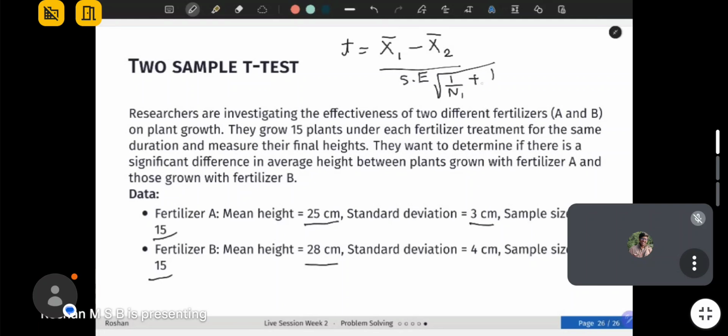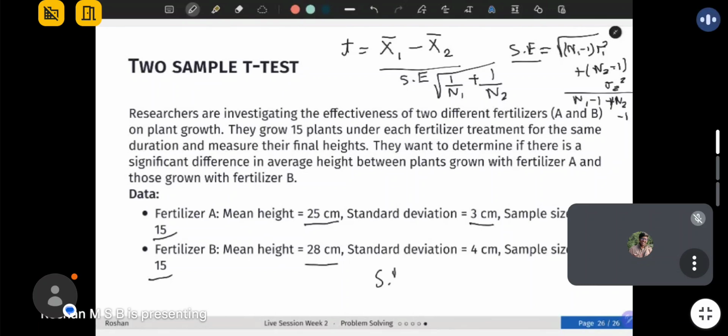That will be the square root of n1 minus 1 times s1 squared plus n2 minus 1 times s2 squared, divided by n1 minus 1 plus n2 minus 1. Yes, okay, that's the formula. First, try to calculate the standard error and give me the answer.